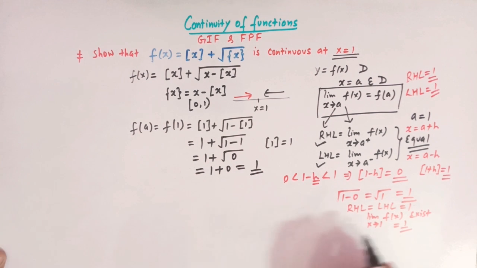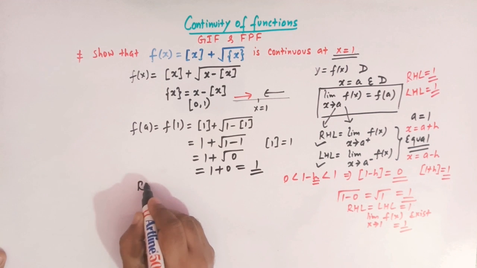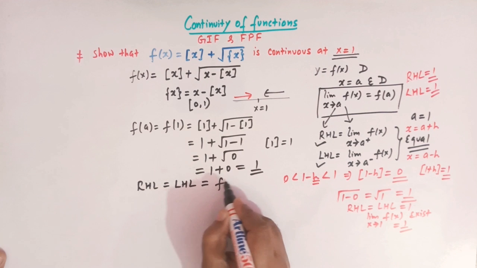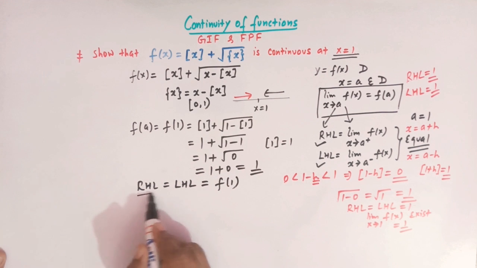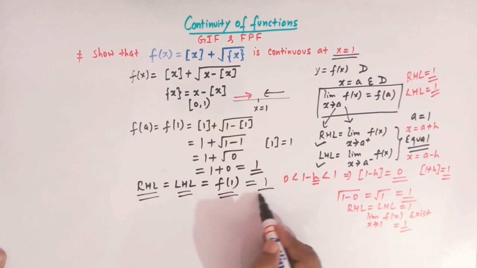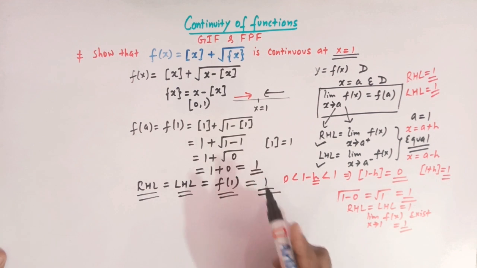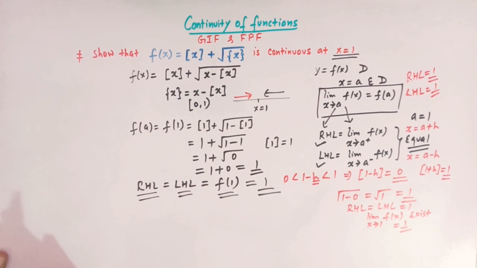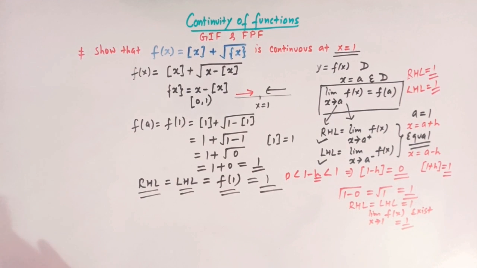So now we conclude that the right hand limit is equal to left hand limit, and that is equal to f of 1, and all these three quantities are equal to 1. So we can claim that this function is continuous at x is equal to 1, right? So viewers, this is how we can solve these types of problems.